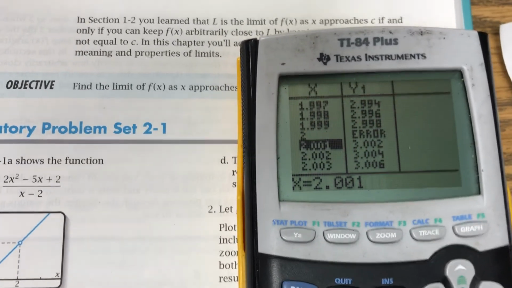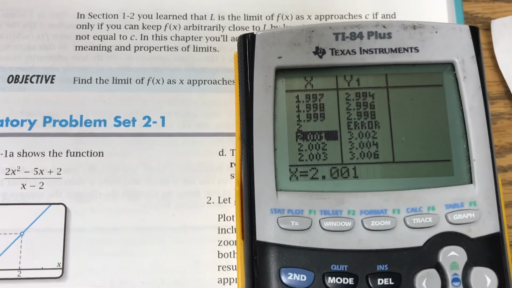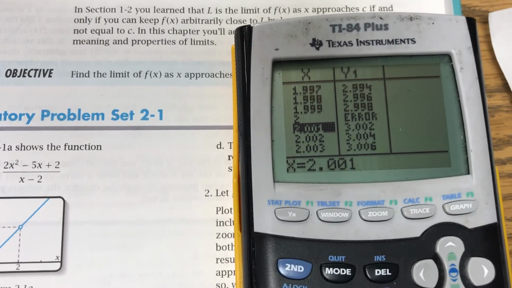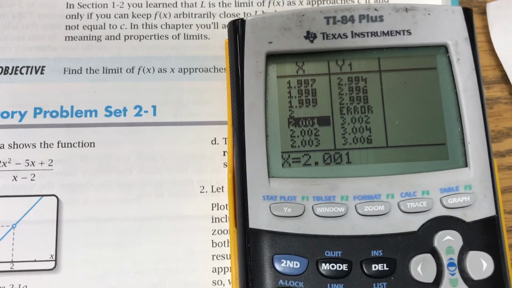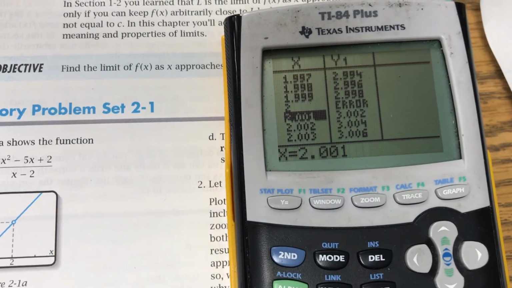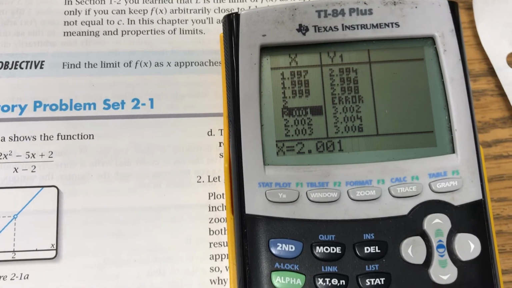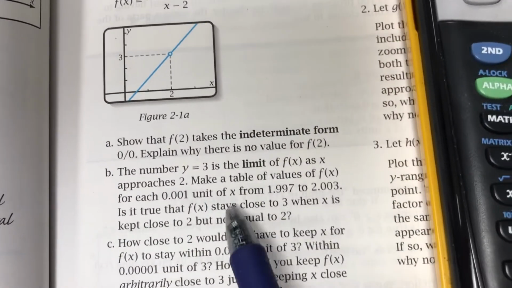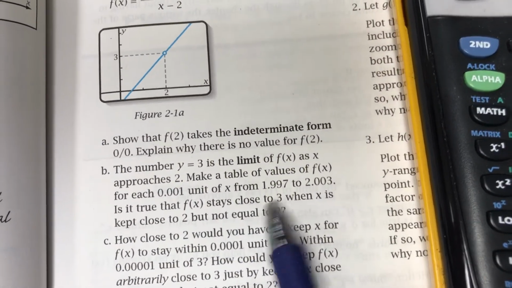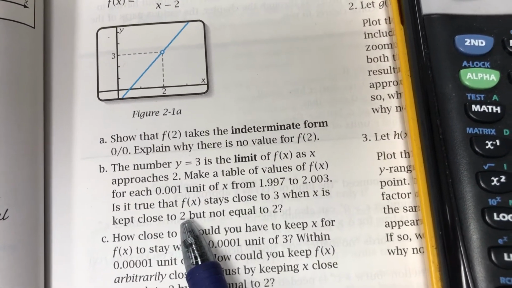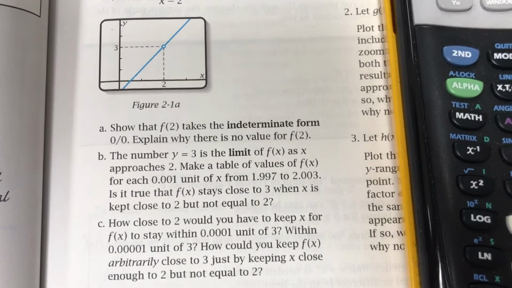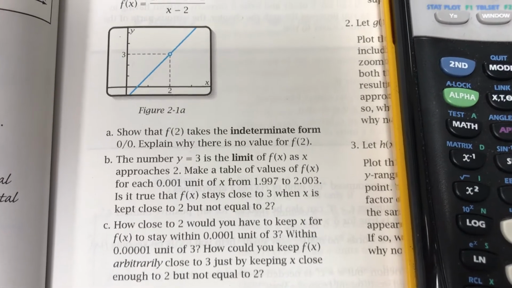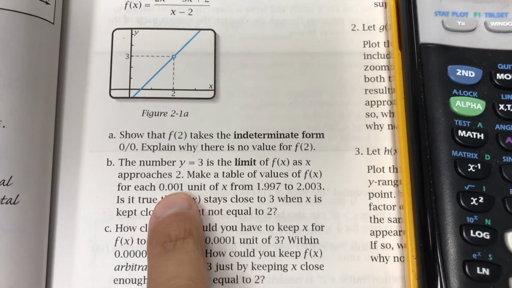So on a table, that's kind of the idea of a limit, the idea that from x values coming from the left and from the right, we're getting real close to 3. Whether or not we actually get to 3 doesn't matter, but it looks like we can get as close to 3 as we want, okay? So notice here that what this basically says is our function stays close to 3 when x is close to 2, but not equal to 2.